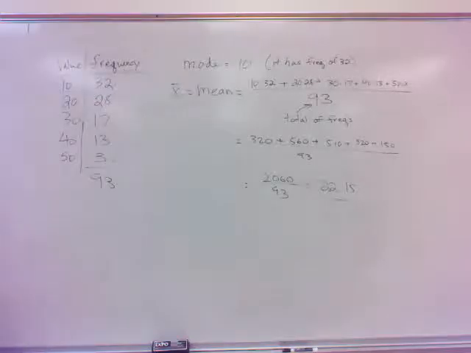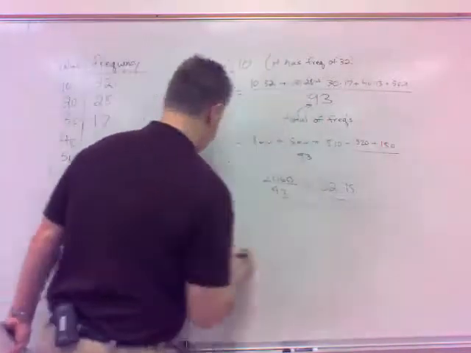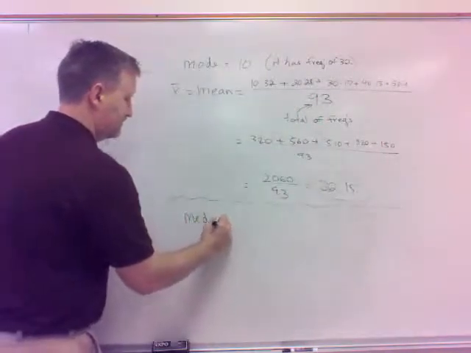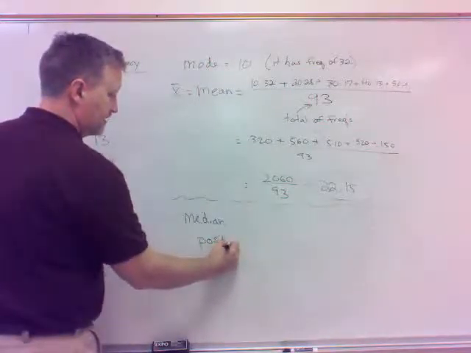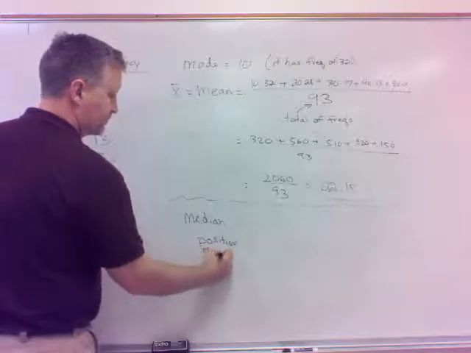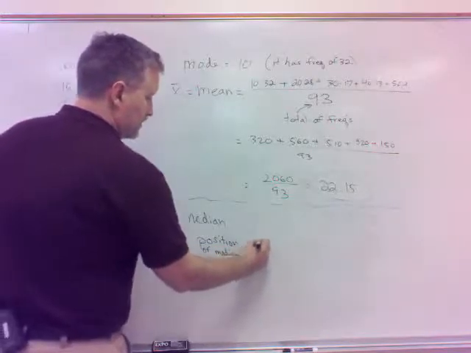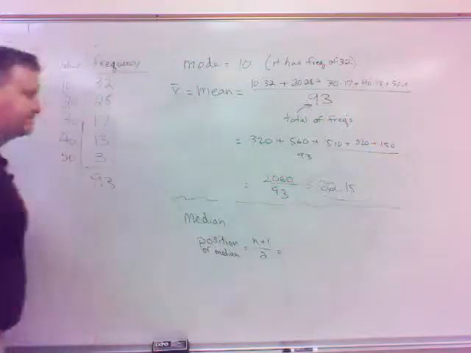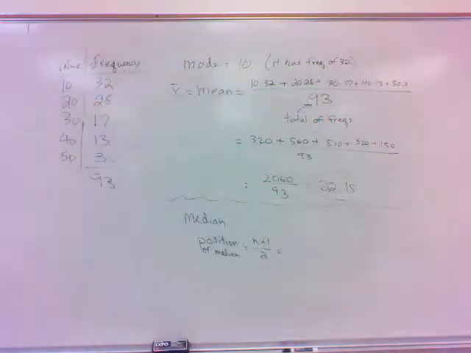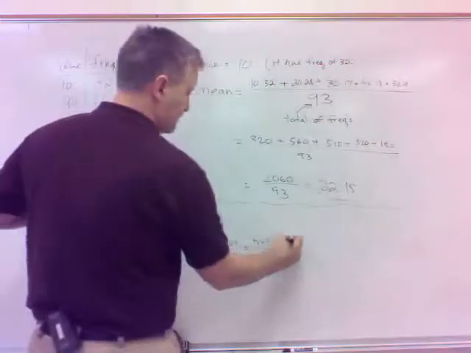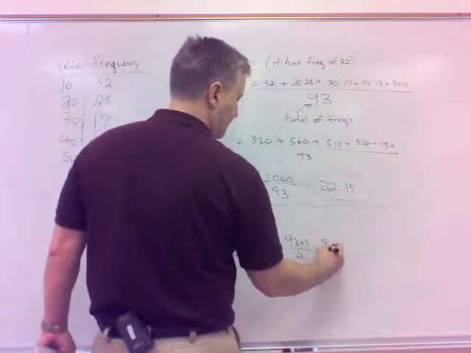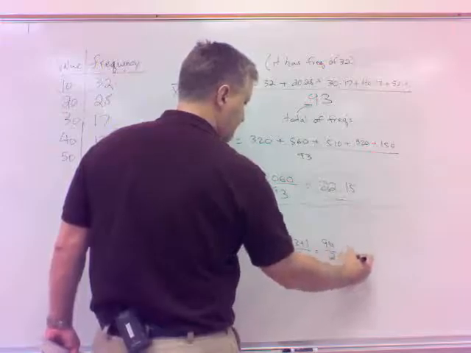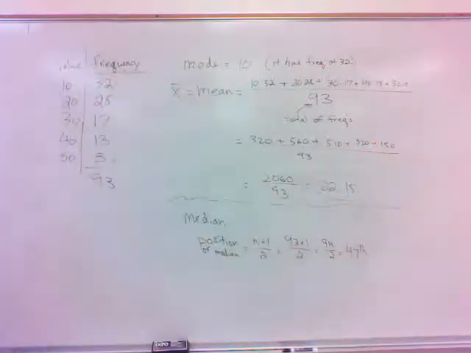Which leaves one final calculation, the median. Well, for the position of the median, we've got that formula, n plus 1 divided by 2. What will that be in this case? The number of values is 93. Okay, 94 divided by 2 is 47. So I'm looking for the 47th value.